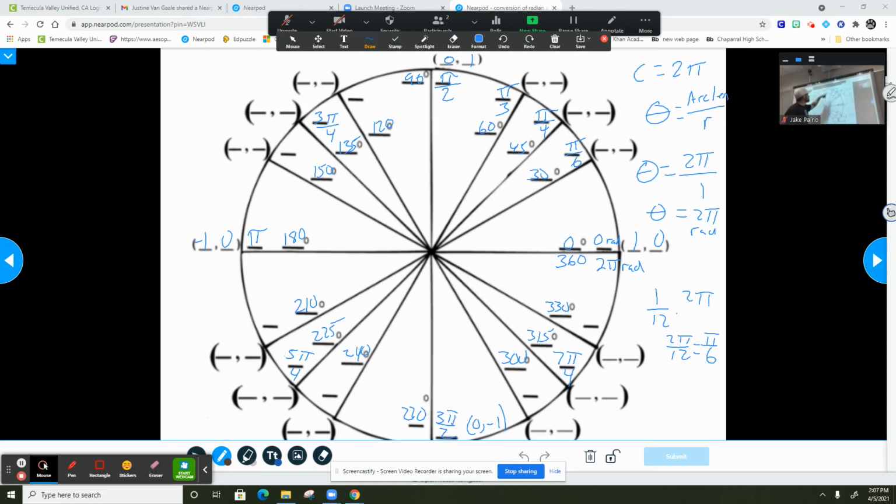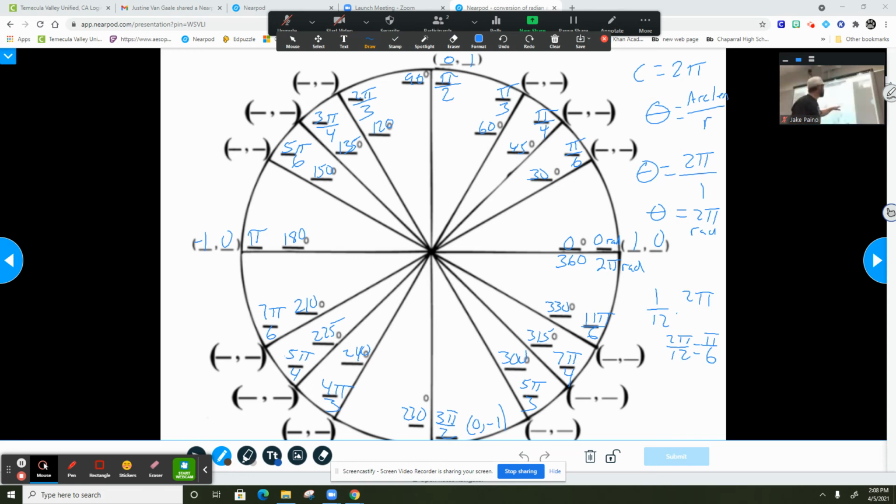Okay, 3 pi over 6, which is pi halves. 4 pi over 6, which is 2 pi thirds. 5 pi over 6. 6 pi over 6, 7 pi over 6, 8 pi over 6, which reduces to 4 pi thirds, okay, 9 pi over 6, 10 pi over 6, 5 pi thirds, 11 pi over 6, and then 12 pi over 6, which is 2 pi. So we have figured out the whole unit circle.